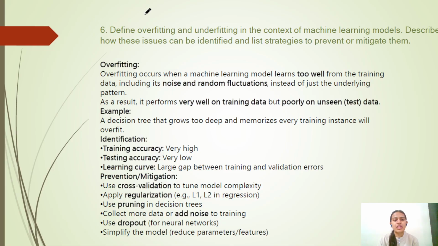Now we have question number 6. Overfitting and underfitting in the context of machine learning models. Describe how these issues can be identified and list strategies to prevent or mitigate them.